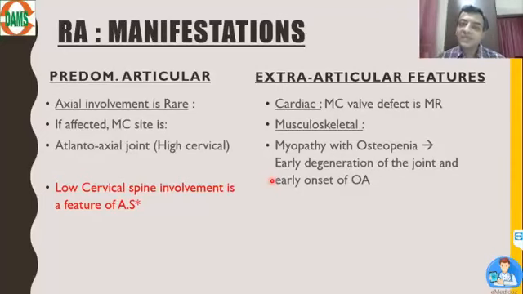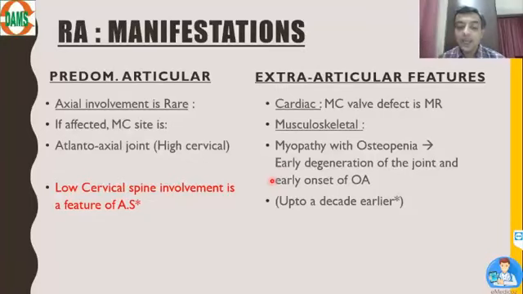Myopathy means muscle weakness. That's all. That is because of the extra-articular manifestation of the disease. So this is very important for us to know. So up to a decade earlier. It can happen 10 years before.